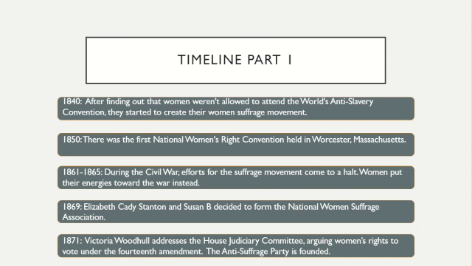In 1869, Elizabeth Cady Stanton and Susan B. Anthony decided to form the National Women's Suffrage Association. In 1871, Victoria Woodhull addressed the House Judiciary Committee, arguing women's right to vote under the 14th Amendment. The anti-suffrage party is founded.